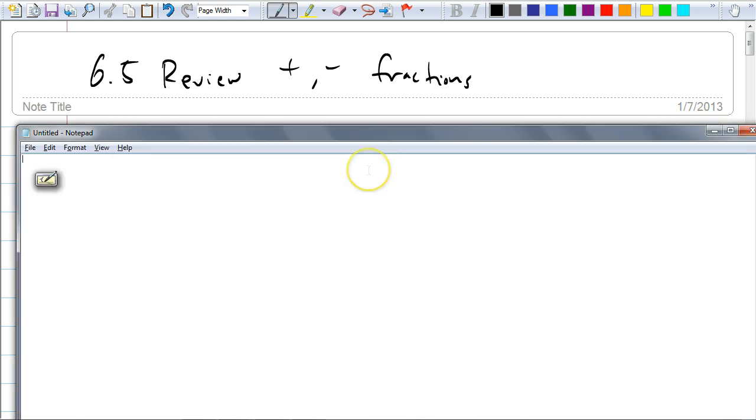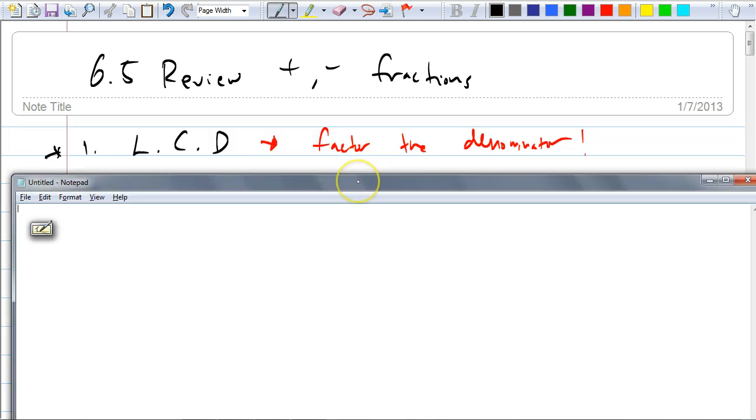So write this down. And in order to get LCD, remember we had to factor the denominators. You guys remember that? If you don't factor the denominators, it's very difficult to figure out what the LCD will be. You guys remember that? So we'll be doing some of those later. We'll do some examples.